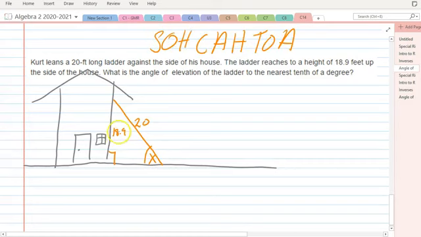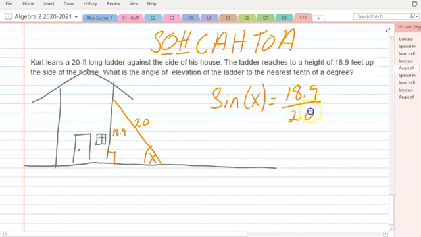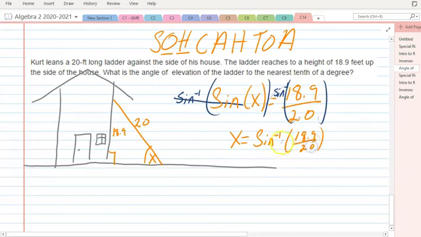I have the opposite, which is 18.9, and the hypotenuse, which is the longest side across from the right angle. The opposite and the hypotenuse means I'm going to be using sine. Use the inverse to cancel out the sine and free the x, which gives you x is equal to sine inverse of 18.9 over 20. And when you plug that in your calculator, you get 70.9 because they said to the nearest tenth of a degree. Make sure you're always reading the instructions. So our angle of elevation is 70.9 degrees.